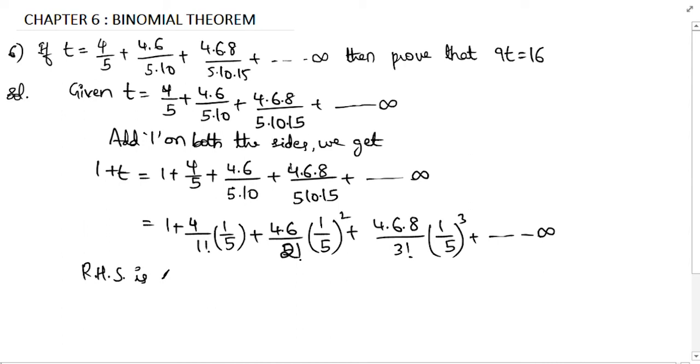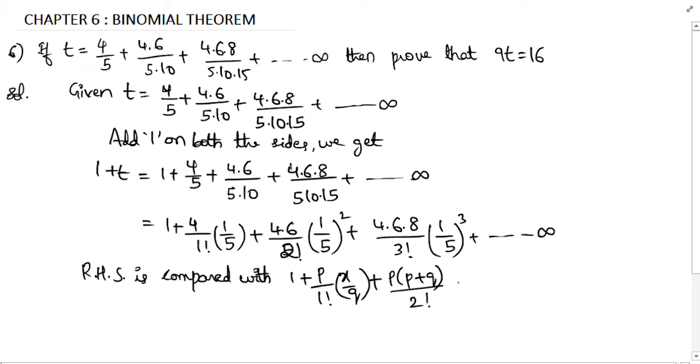So now RHS is compared with 1 plus p by 1 factorial into x by q plus p into p plus q divided by 2 factorial into x by q whole square plus so on. Okay, so when we compare this with our series, what do we get?